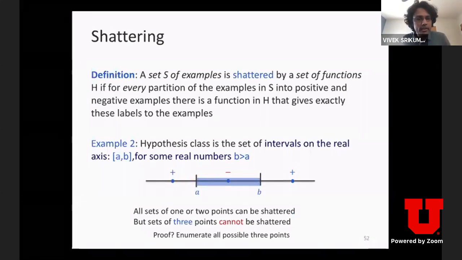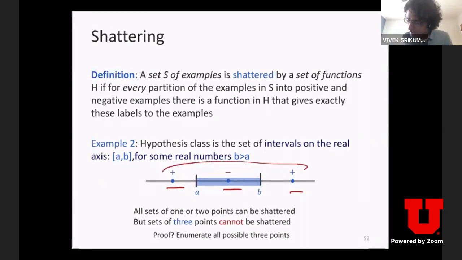So the proof essentially enumerates all possible 3 points and every possible labeling. We don't need to enumerate all possible 3 points because any 3 points on the line is a representative, because they all essentially look the same. And then we need to enumerate every possible labeling to find this one adversarial case.